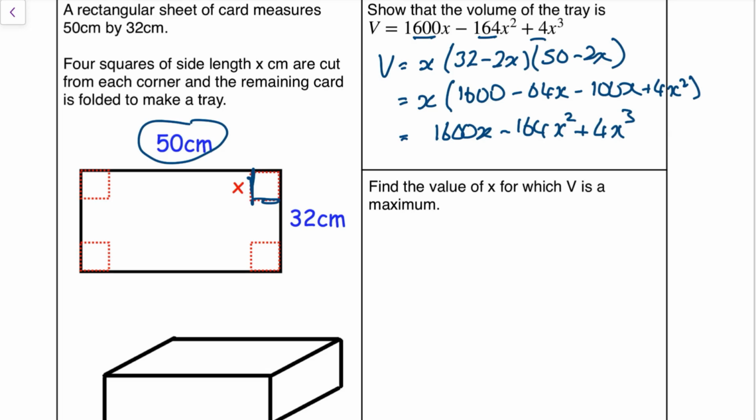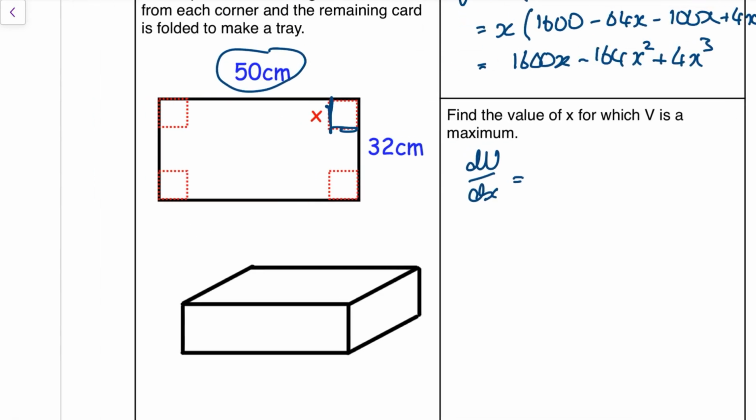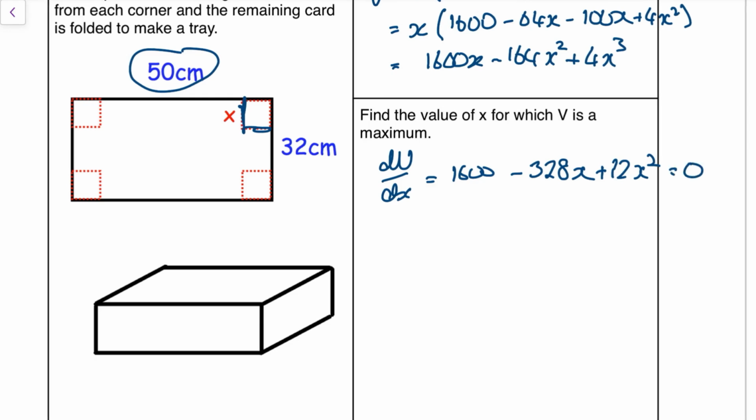Now, when it's an easier question like this, look at the number of marks. How many marks there are should be how many lines of work you're doing, at least. So here I've shown it to be true. Next one: find the value of x for which V is a maximum. So maximum is dV/dx. I'm going to differentiate what I've just worked out. That's going to be 1600 minus 164 times 2 is 328x, and 4 times 3 is 12x squared. And then I want this to equal 0 because I want the maximum or the minimum.